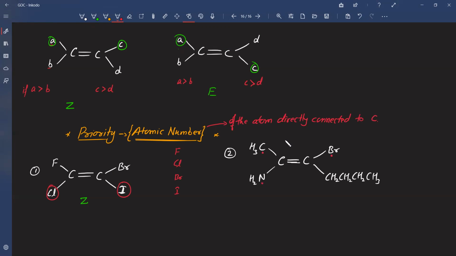Don't go on the size of the substituent or the complexity of the structure. First you will have to see which one has the higher priority. So this is bromine and nitrogen. And that's why this will be E configuration. Clear? So that is E configuration.